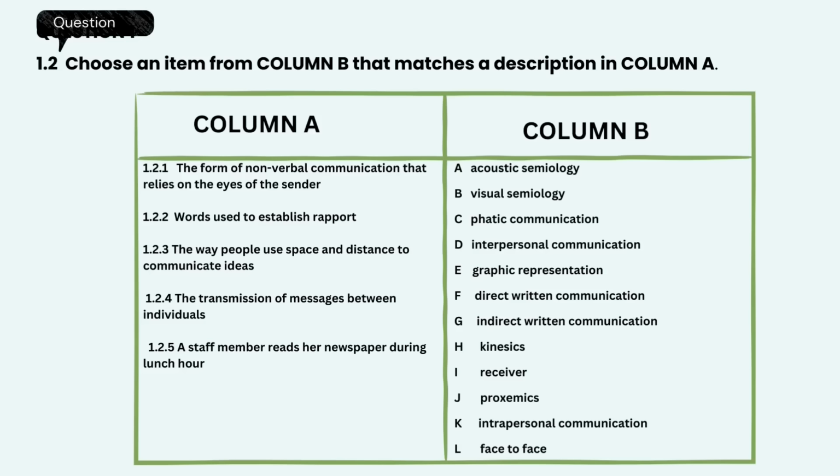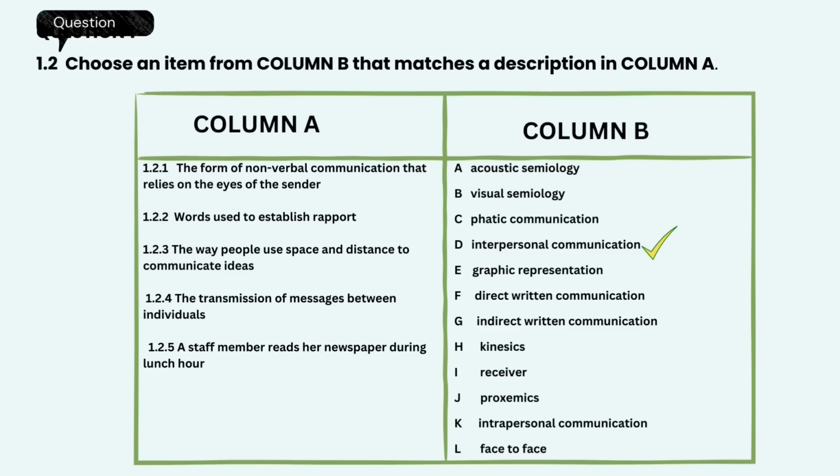Question 1.2. Choose an item from column B that matches a description in column A. The form of nonverbal communication that relies on the eyes of the sender. The correct answer is H. Kinesics. Words used to establish rapport. The correct answer is C. Phatic communication. The way people use space and distance to communicate ideas. The correct answer is J. Proxemics. The transmission of messages between individuals. The correct answer is D.